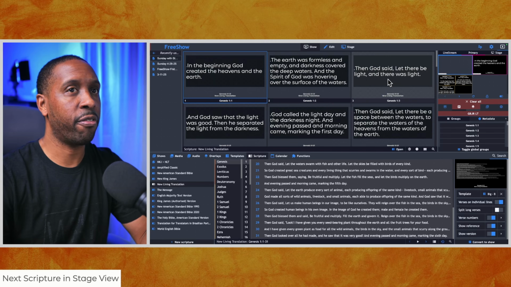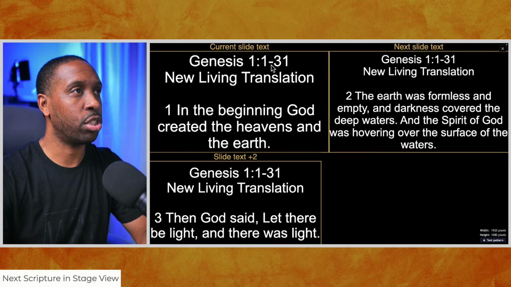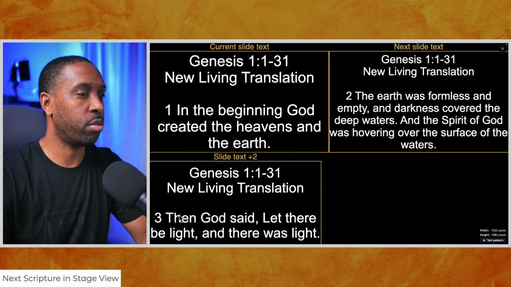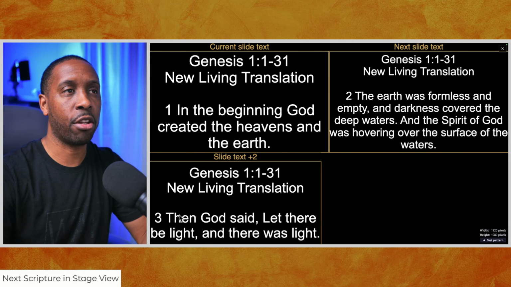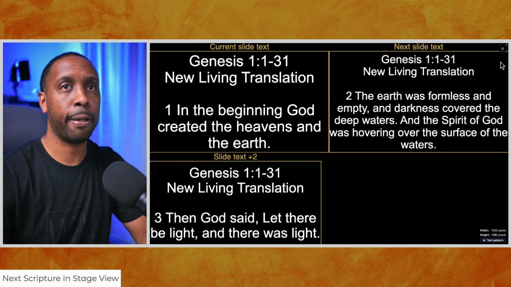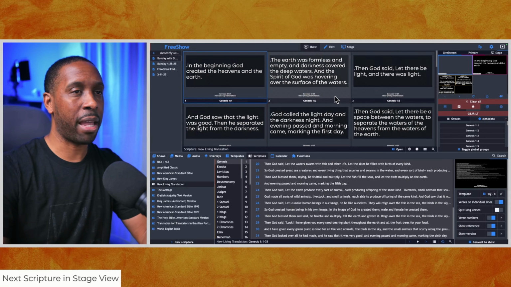If I were to click the very first one, it'll show Genesis chapter 1, 1 through 31, and then this is verse 2, and this is verse 3. This is how you would show this particular content in terms of scriptures on your stage display in another way. So you can literally make it from a show.